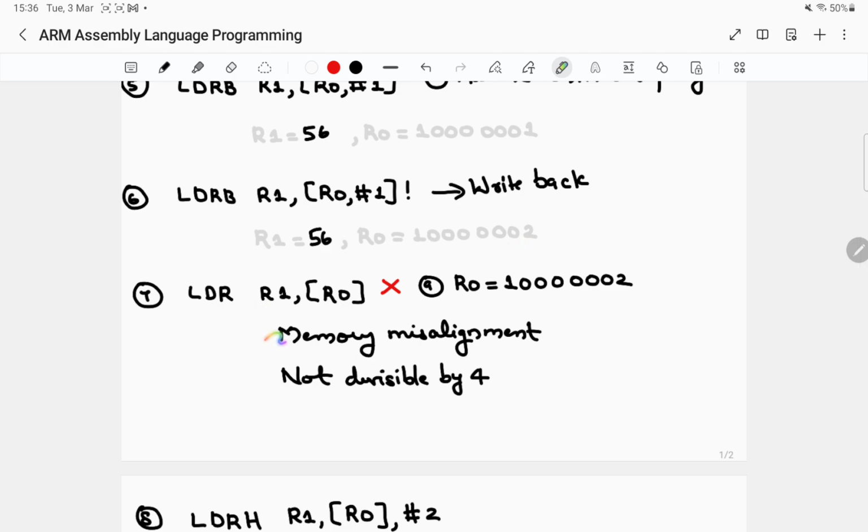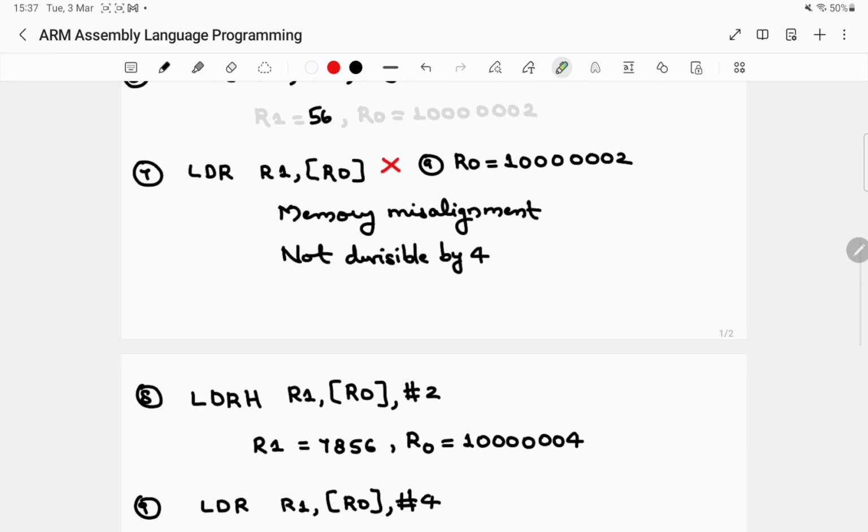Now in the next step, if you write LDR R1, [R0], here R0 was equal to 16 zeros and 2. So it will cause a memory misalignment problem, because like we discussed in the previous lecture, all words should be aligned, divisible by 4. So all memory addresses, when we are loading a word, should be divisible by 4. If it's not divisible by 4, it will give a memory misalignment problem. In the case of a half word, the starting address where we are pointing should be divisible by 2. Otherwise, a memory misalignment problem will come. For a byte, no issues are there.